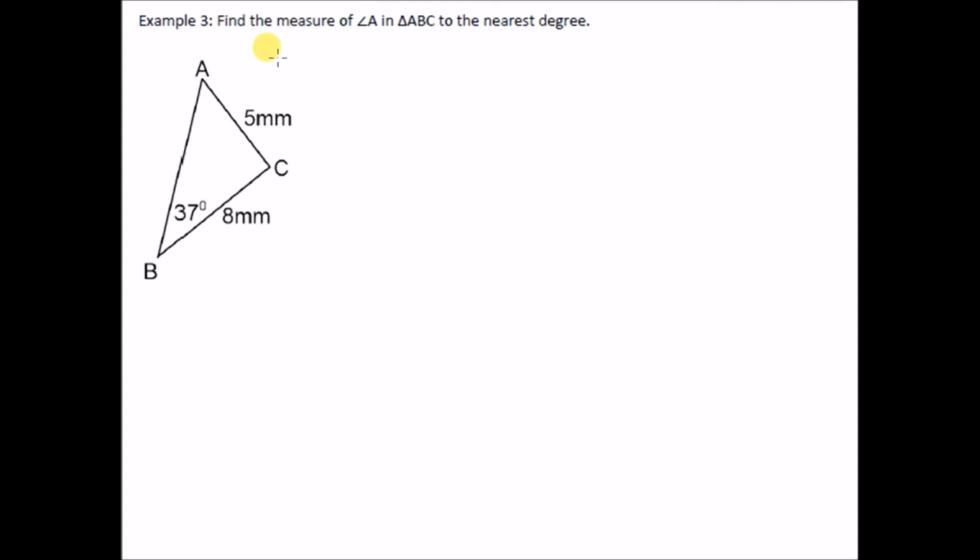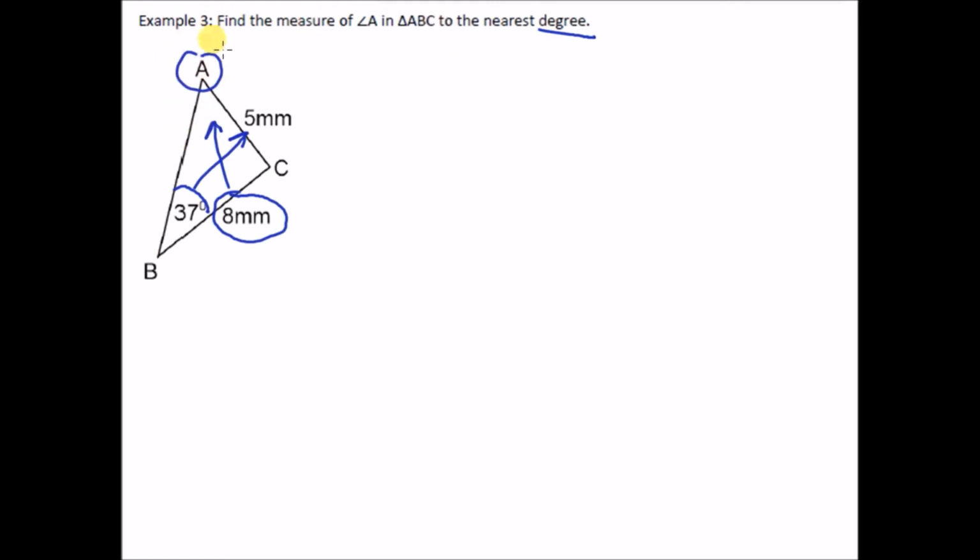All right, now find the measure of angle A. So this is the first angle one that we're going to deal with in triangle ABC, to the nearest degree. All right, so we have angle B and we have the opposite side. So we have this matchup, angle B and B. Then we have side A, which is good because we actually are looking for angle A.